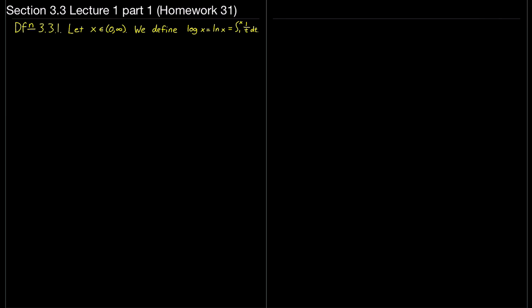And notice the function 1 over t is continuous on the open interval from 0 to infinity. It's not continuous at 0, so we can't integrate it across 0, but it is continuous on the interval from 1 to x, or from x to 1 if x happens to be less than 1 but bigger than 0. So we can define this integral. It's a meaningful thing in terms of Riemann sums. All right, so the first theorem we have to prove is that all the properties of logarithms that we know and love are still true.